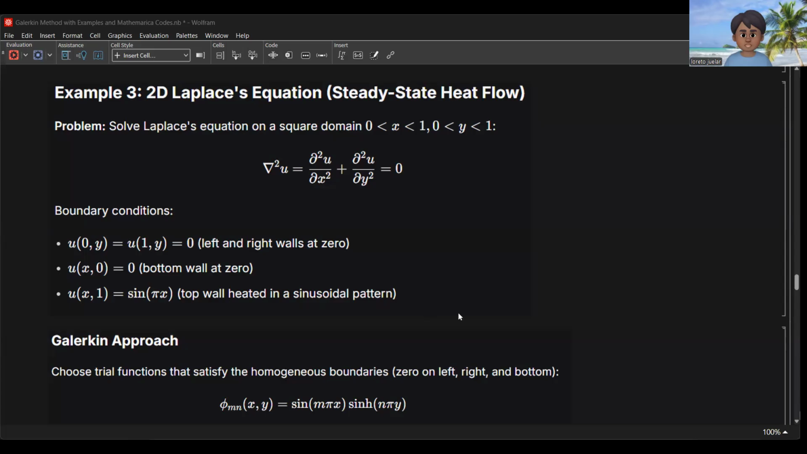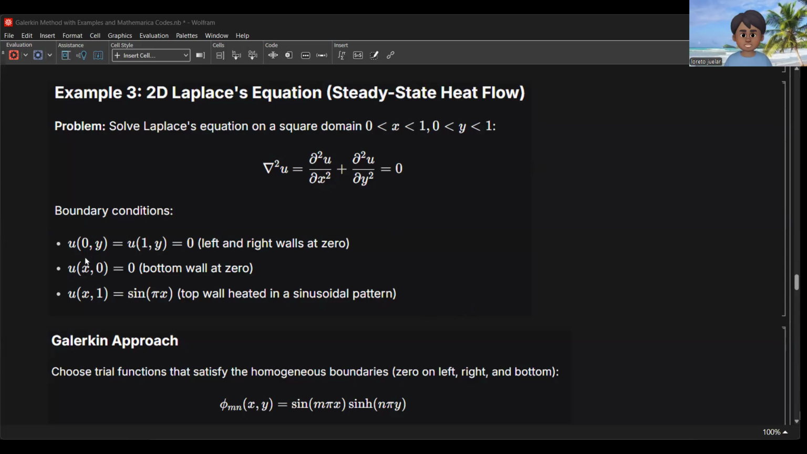Example number 3, the 2D Laplace equation, steady state flow. So the problem here is to solve the Laplace equation on the square domain. Our x is from 0 to 1, y is from 0 to 1. So we have the Laplace equation here.